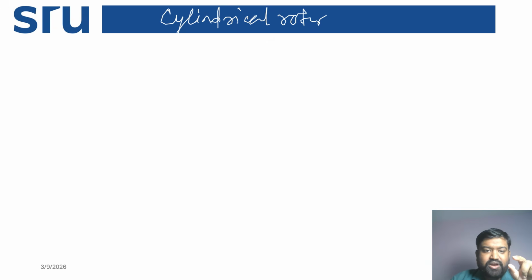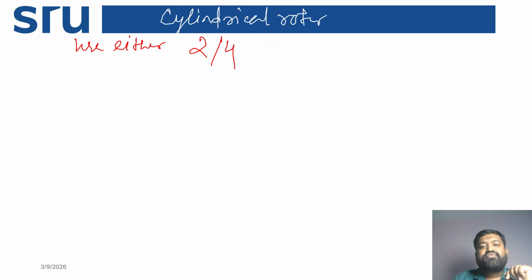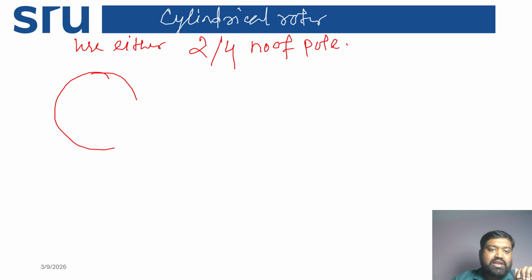But in a cylindrical rotor, you can use either 2 or 4 number of poles, not more than that. Keep in mind, use either 2 or 4 number of poles. Now you see how the cylindrical rotor will look. This is a circle, meaning the rotor. Suppose I put a north pole, one pole here, and another pole here. This is suppose the second pole. Okay, this is the first pole.